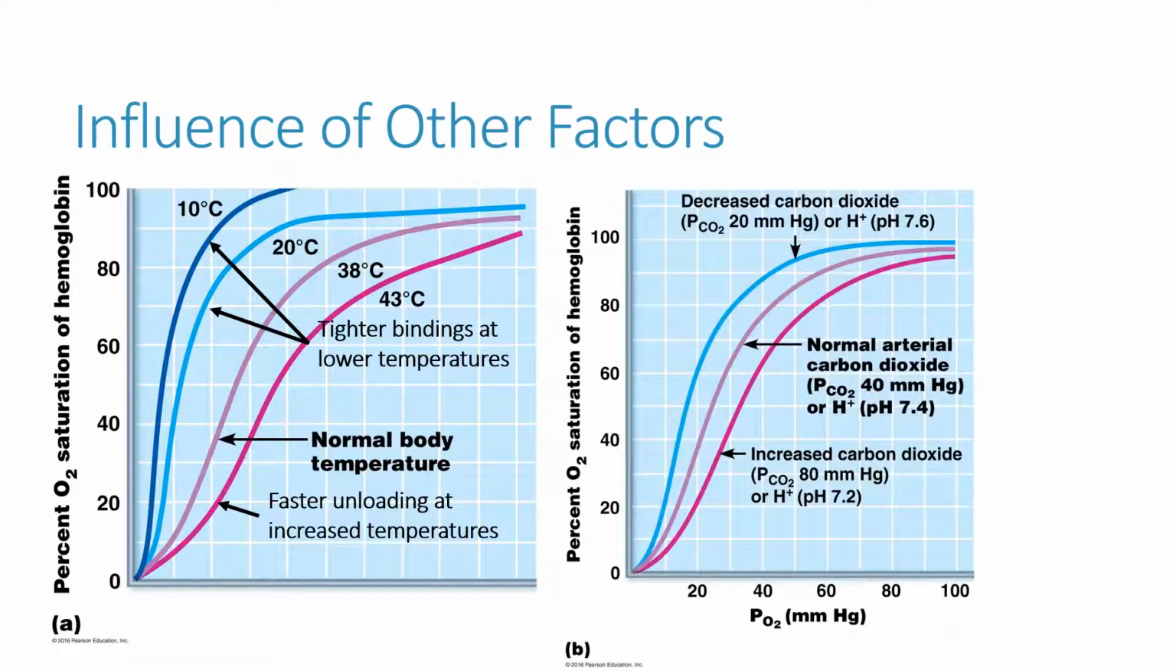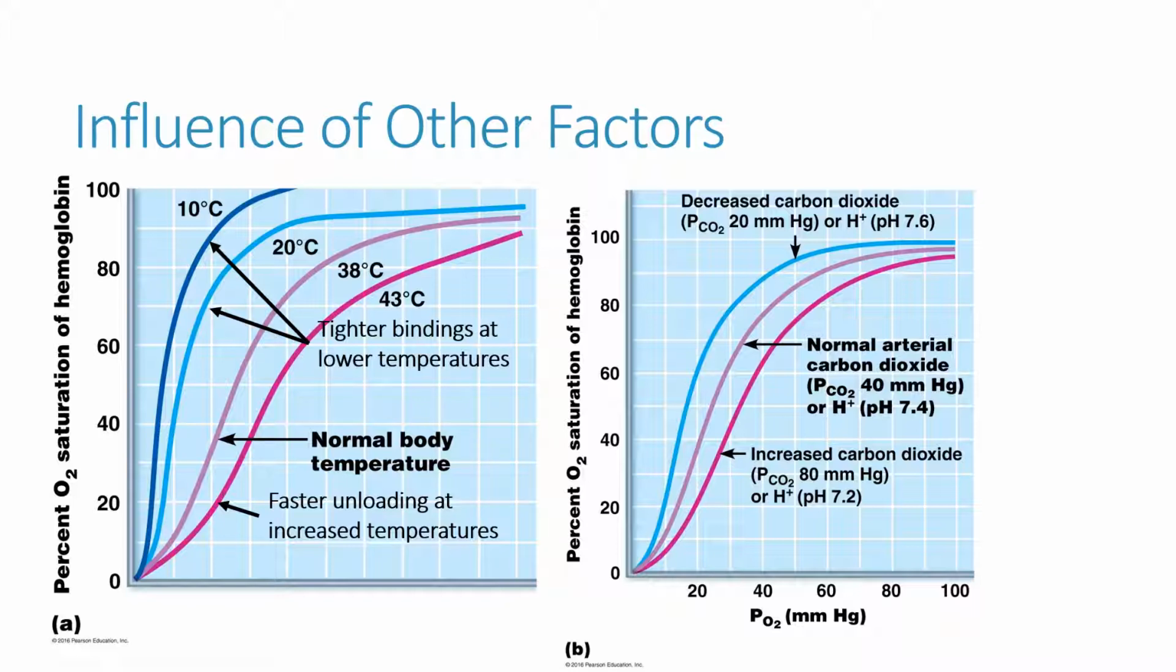If we take a look at carbon dioxide levels, we can see carbon dioxide levels also affect the binding of oxygen to hemoglobin. This middle curve is showing our normal partial pressure of carbon dioxide of about 40 millimeters of mercury. However, if we increase carbon dioxide levels to 80 millimeters of mercury, we can see that hemoglobin unloads oxygen much more quickly. That means that hemoglobin has a reduced affinity for oxygen if there is increased carbon dioxide.